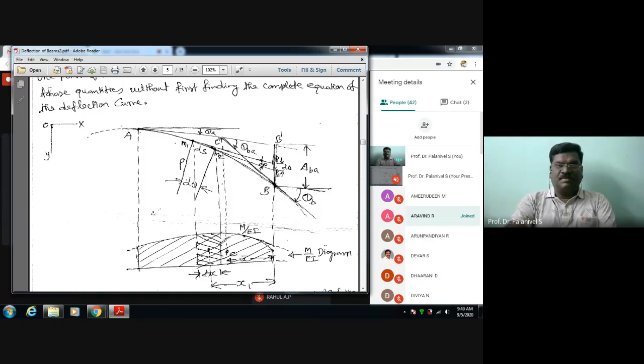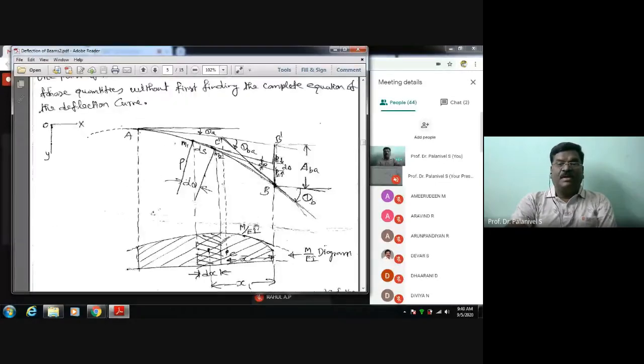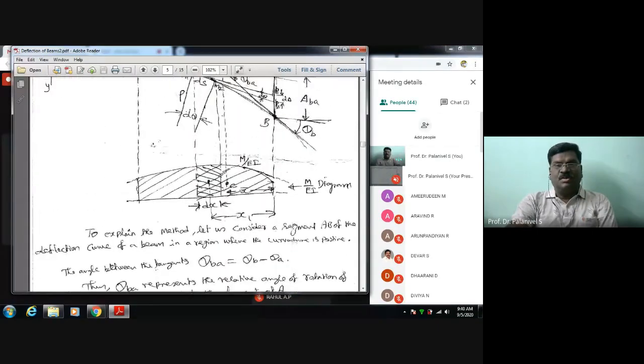Actually, the beam will have some moment diagram. That moment diagram is drawn, and the ordinate of each moment is divided by EI, which is called an M by EI diagram. Now, what happened? I will tell you about this offset. This vertical offset, V del, can be obtained.